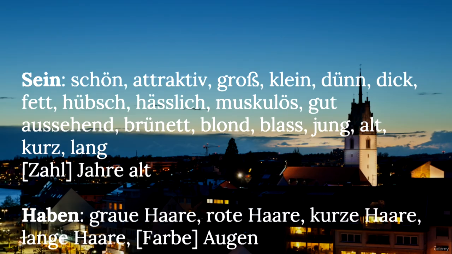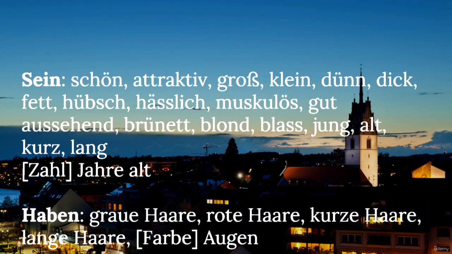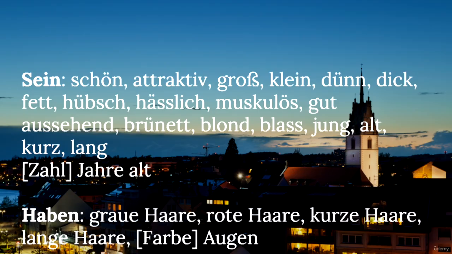With the verb haben, you can use graue Haare, rote Haare, kurze Haare, lange Haare und Augen. This means that when you want to describe hair or eyes, you have to use the verb haben. For example, I have gray hair. Ich habe graue Haare. You have gray hair. Du hast graue Haare. But if you want to say I'm tall, you say ich bin groß.